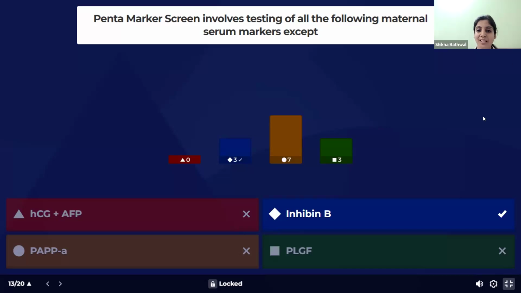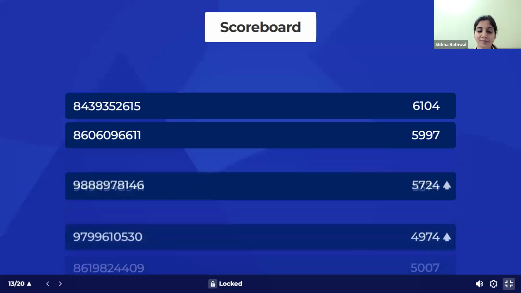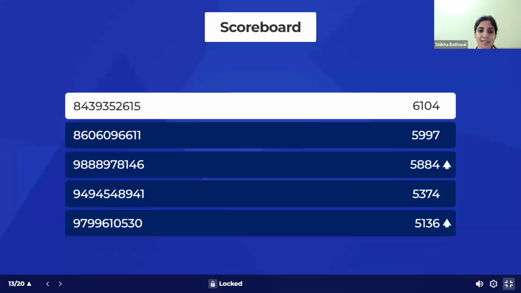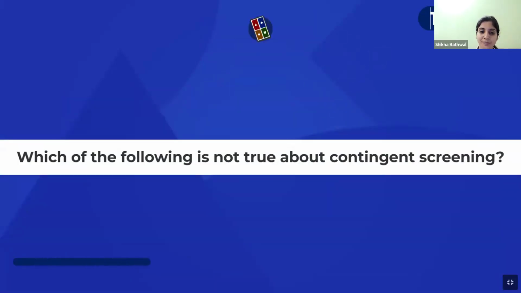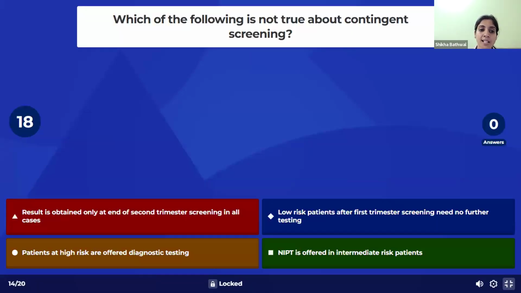Okay, let's have a look at the scoreboard. Okay. So 8439352 is leading. We still have around 7 questions to go. So, okay. Next question, please. Which of the following is not true about contingent screening? Result is obtained only at the end of second trimester screening in all cases. Low-risk patients after first trimester screening need no further testing. Patients at high risk are offered diagnostic testing, and NIPT is offered in intermediate risk patients.